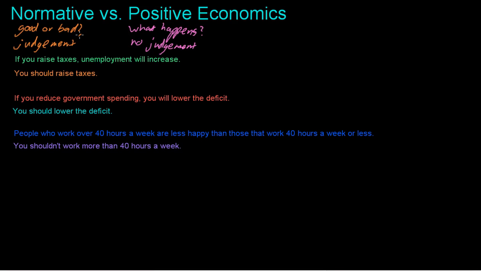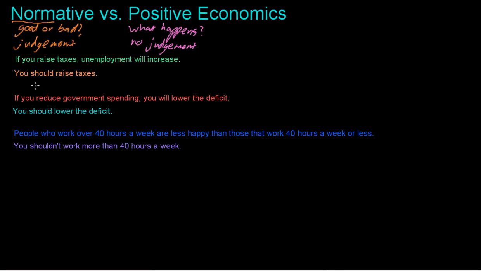So the way that I like to think about it is that positive is you're being positive, so you aren't judging anyone. And then normative has this word norm in it, which means that we are comparing it to what is normal, quote unquote, or what the norm is. So I think of positive as being like a positive person that doesn't judge anyone, and then normative being like a norm where you're comparing it to the norm.